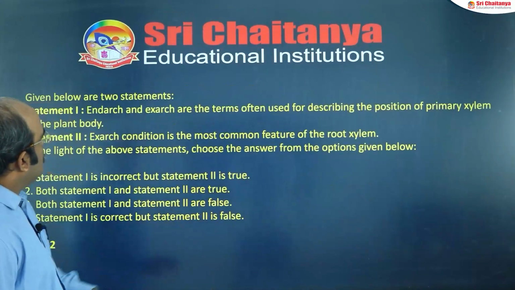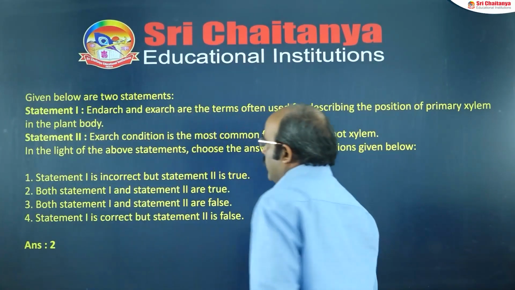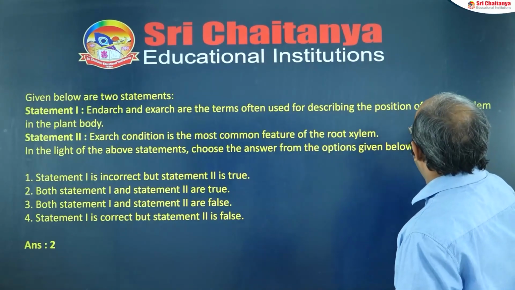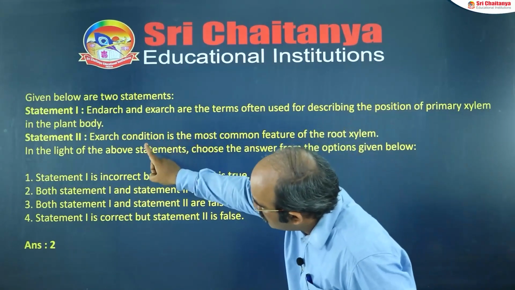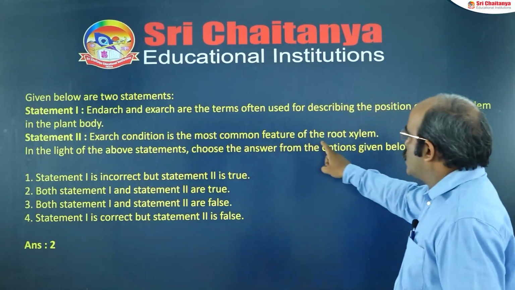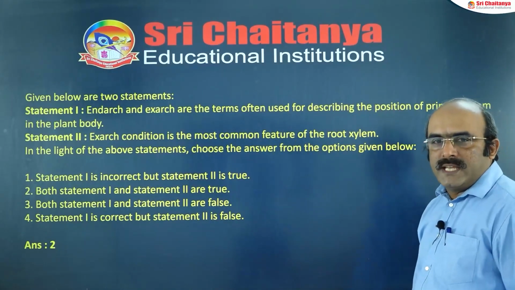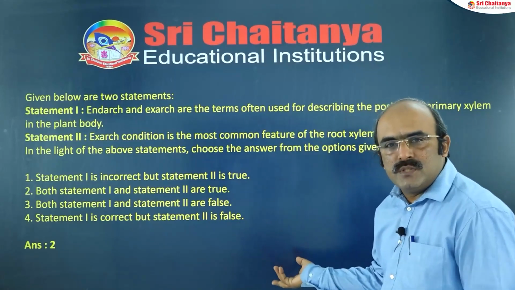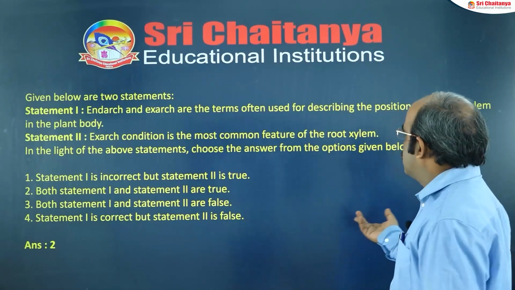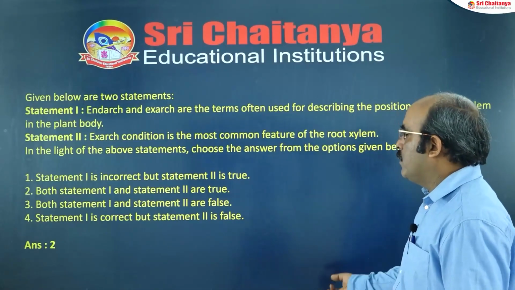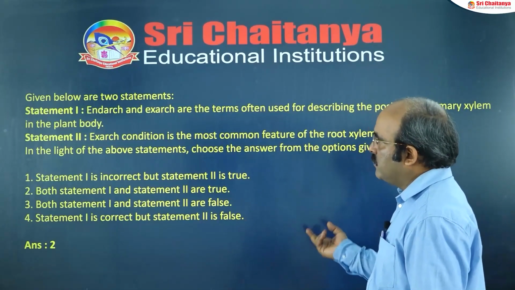Then the second one is this. Endarch and exarch are the terms often used for describing the position of primary xylem in the plant body. And exarch condition is the most common feature in the root xylem. So you could try to answer it, whether endarch and exarch are used for the primary xylem or for secondary xylem. You could read and just compare and go for the answering.